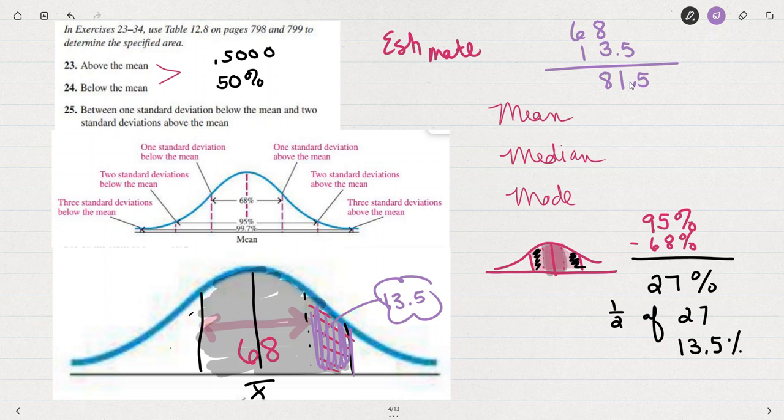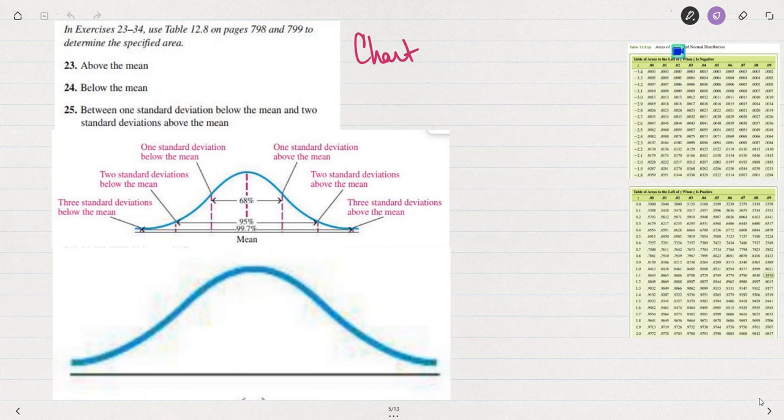So it looks like this is all together 81.5%. Now this is just an estimate. This question asks us to use the table. So let's now look at using the table and see how close that approximation using the empirical rule comes. Let me show you how to use the table, so the chart, to get an even more precise response.